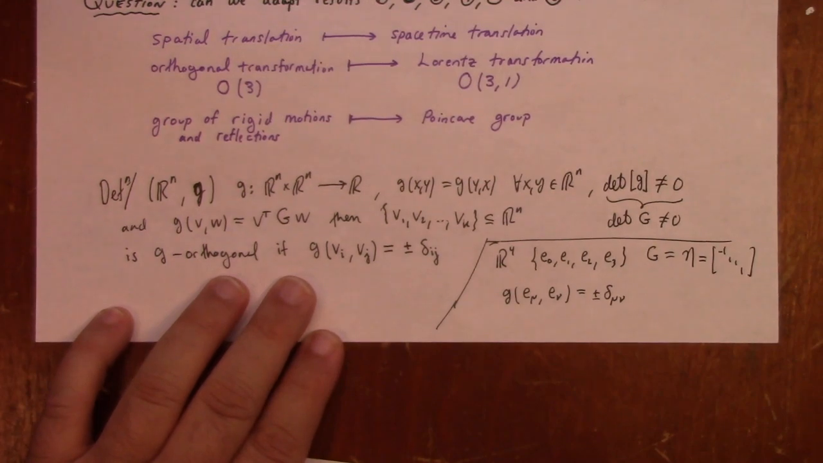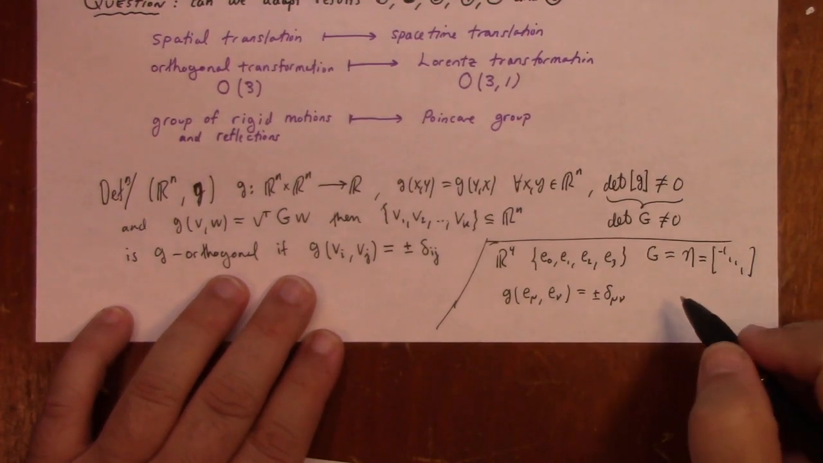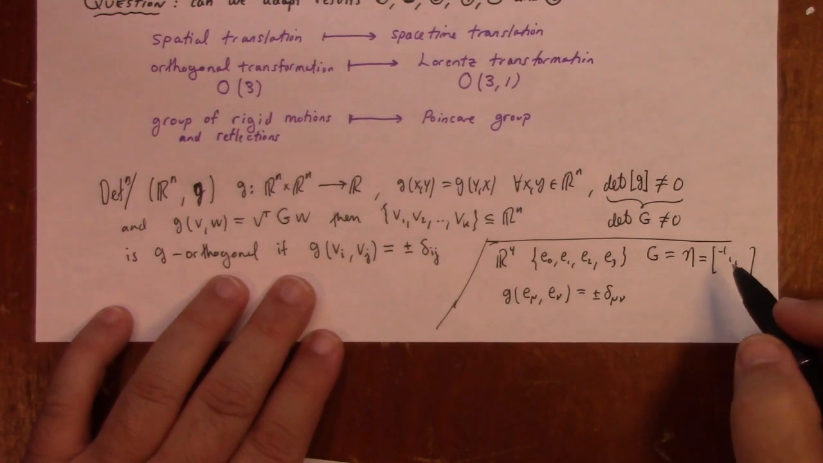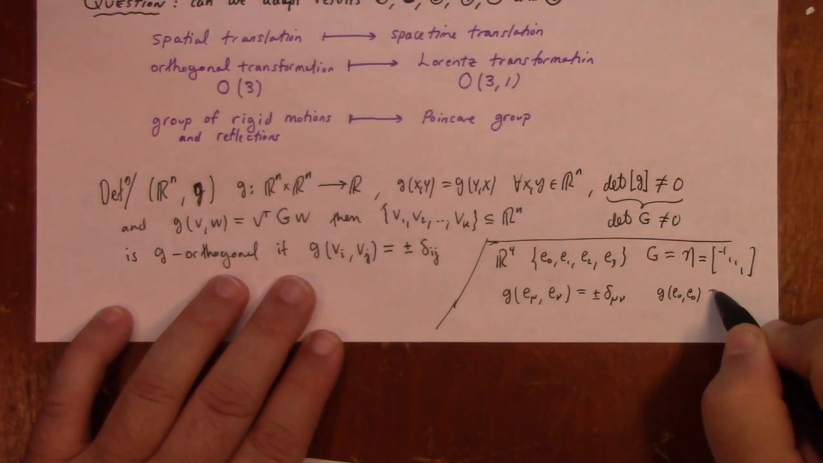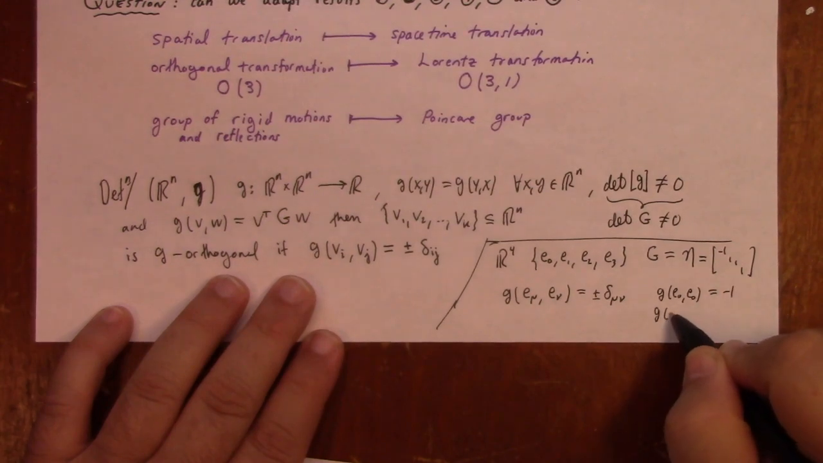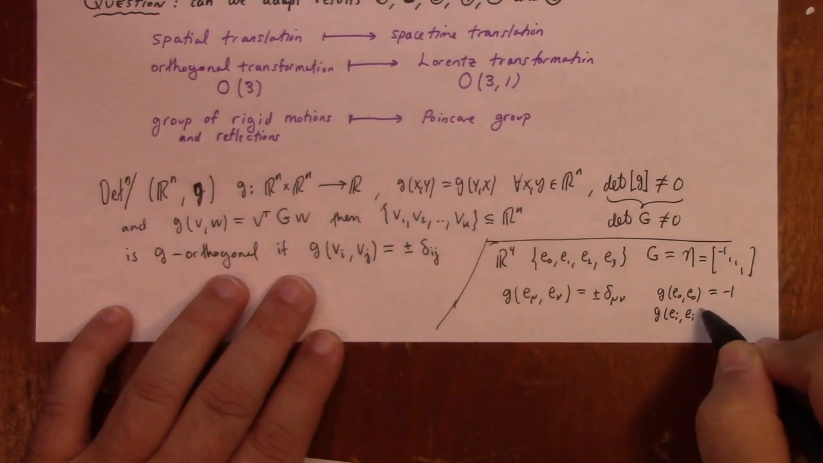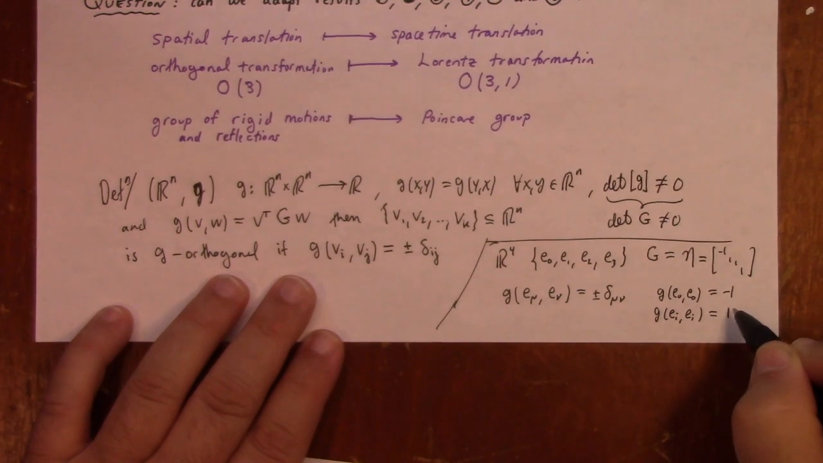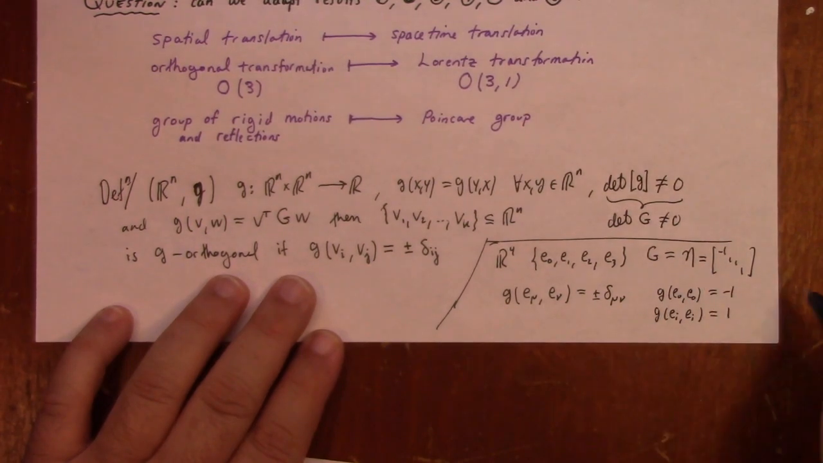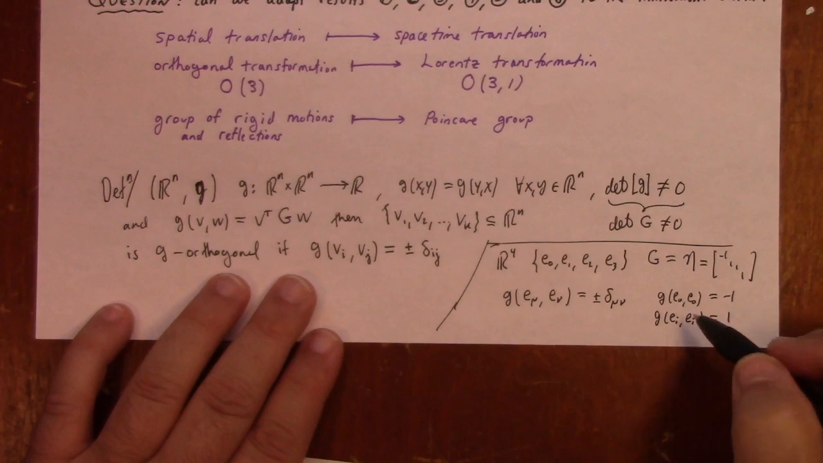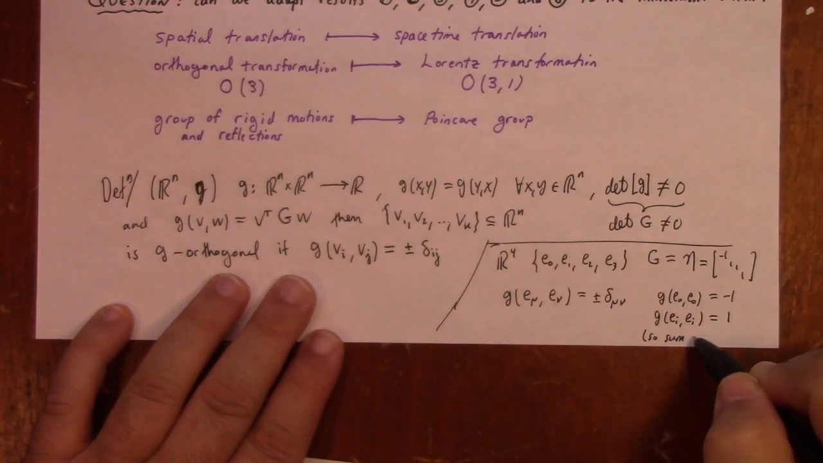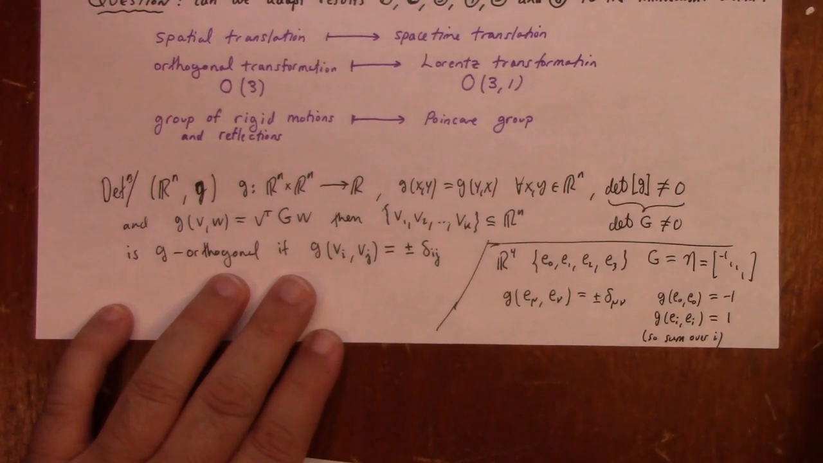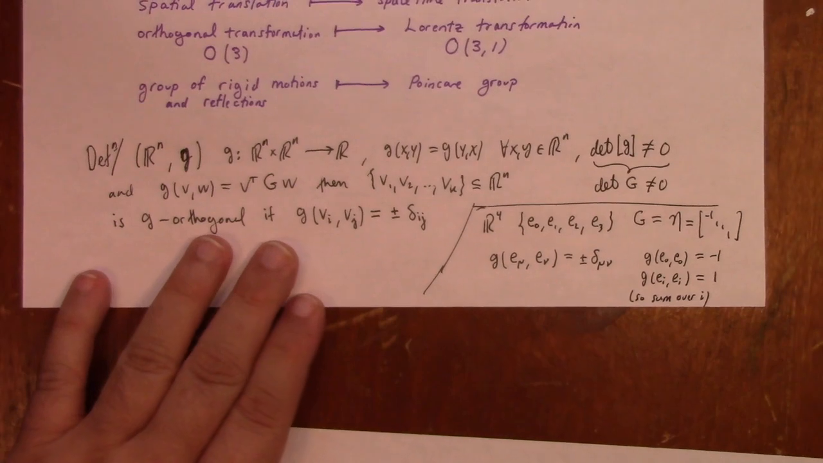To be more specific, you have G of E0 is minus 1, and you have G of E_i, no summation intended here, is 1. This is the drag of using summation notation, you have to say no sum. Alright, so hopefully I wasn't too small. I hope you can see that.